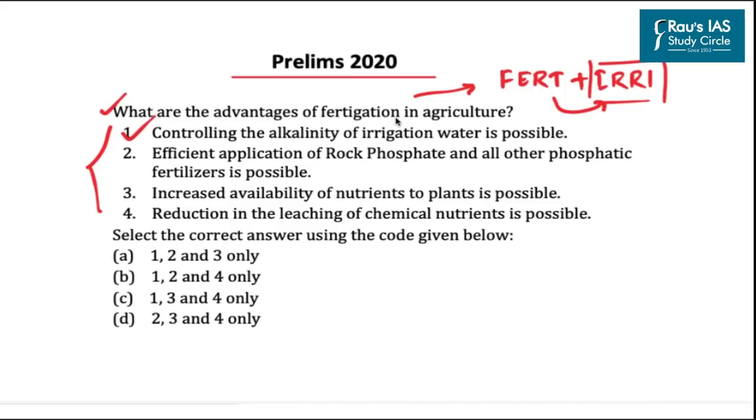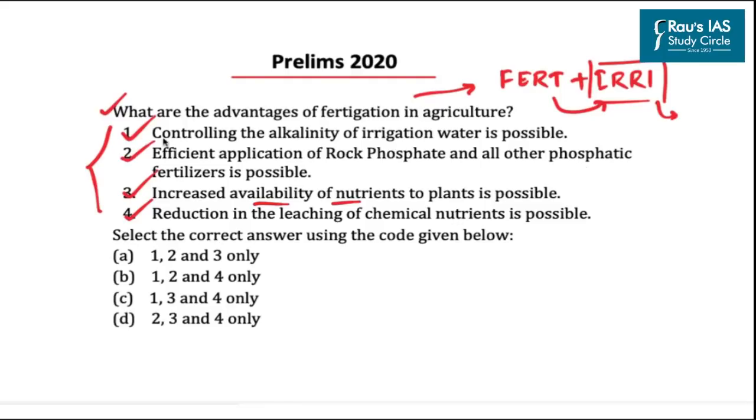If you mix some chemicals in the water itself, then of course you can directly take these nutrients to the roots of the plants, and so you can increase the availability of nutrients, and you can also reduce the leaching of chemicals, which is what happens in traditional irrigation when the fields are flooded with water. And so this extra water takes the nutrients from the soil to the layers underneath the top layer where it is not available to the plant. So all these three things can be done.